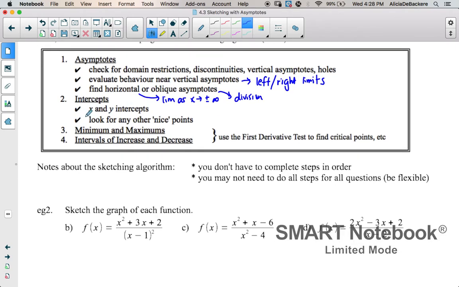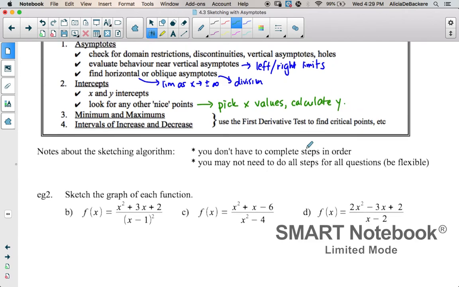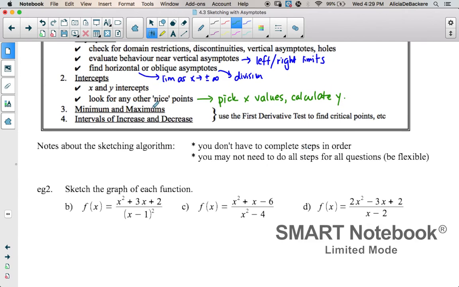And then you know how to find x and y intercepts. Sometimes we're going to have to look for other nice points, and you're going to see that in some of our examples today. When I have a gap in my graph where I don't know anything about it, I'll just pick some x values and find the y's. And then we talked about minimums and maximums and intervals of increase and decrease the other day.